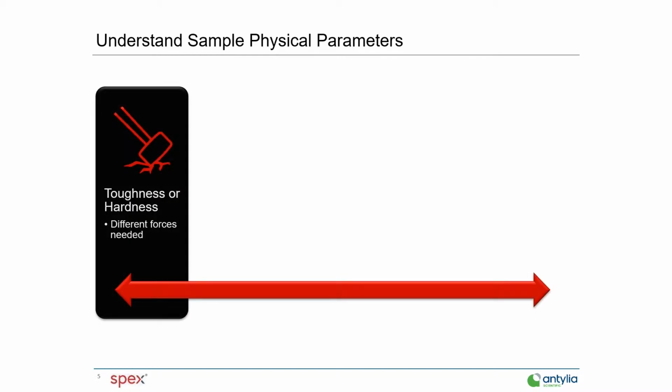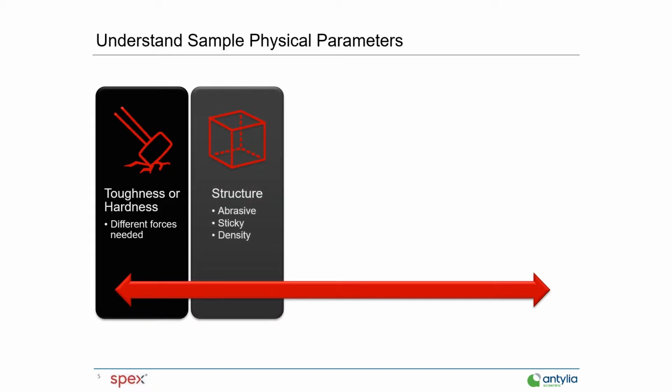What is its toughness or hardness? If you have a very tough sample, it's going to take more force in order to break it apart for particle reduction and ultimately homogenization. What's its structure? Is it abrasive? Is it a material that's going to start breaking down your equipment? Do you need to change the focus of how you do your particle reduction? Is it sticky, meaning that the traditional method you were planning maybe is not the right one because you're going to have samples sticking everywhere?